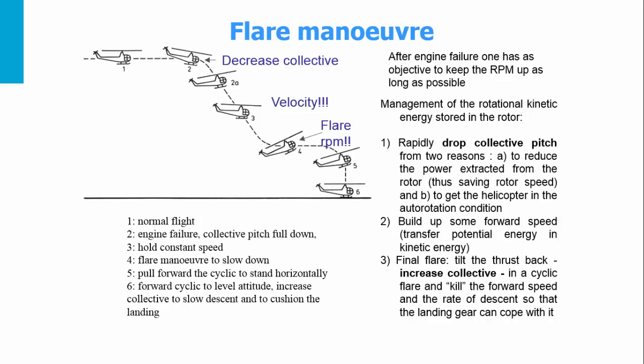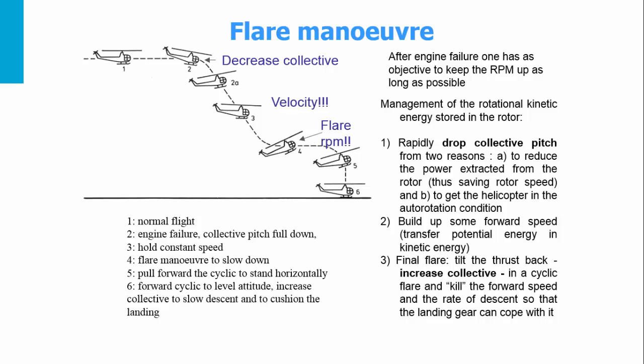Then at point 3, one has to hold the constant speed. Actually, we have to build up some forward speed and transform potential energy into kinetic energy. At the end, from point 4, we perform the flare maneuver to come down.